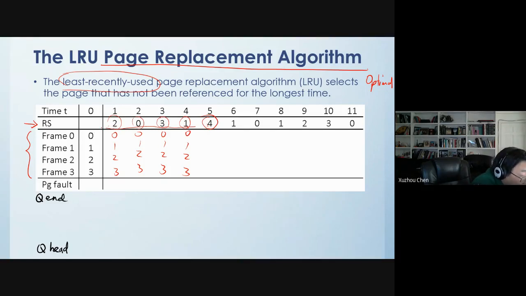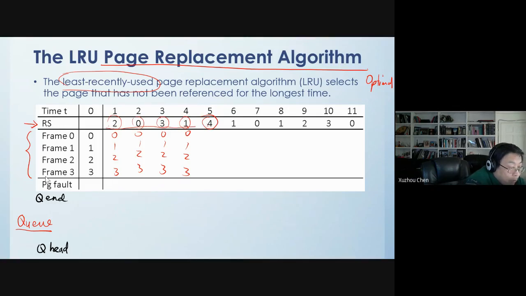Now we assume that page 0 was loaded into frame number 0, and page 0 is the first page that was loaded into the frame. Page 1 is the next one, and page 2 is the next one, and page 3 is the last page that was loaded into the frame. Then, in order to actually run this, we need to create a queue. The queue is going to place each of the pages in there. Okay.